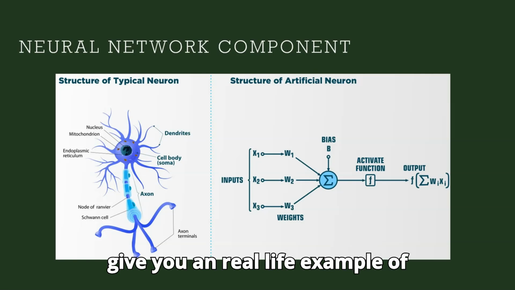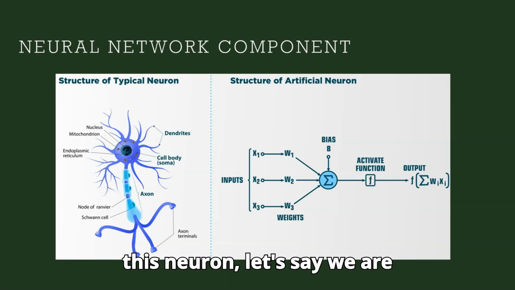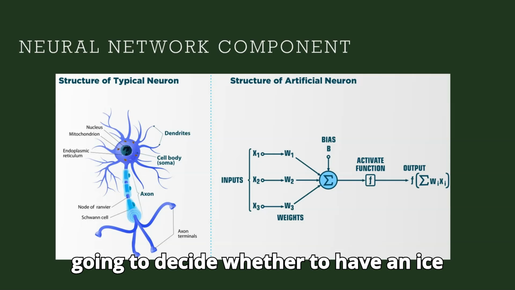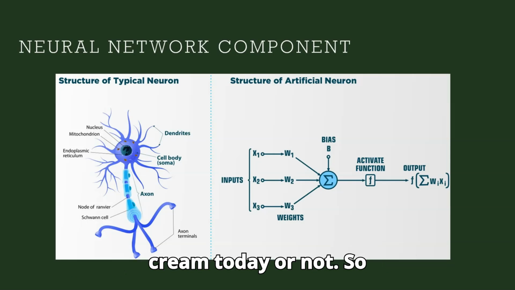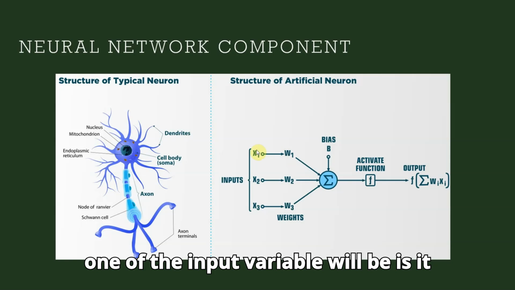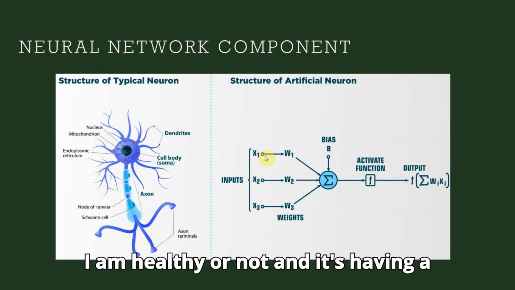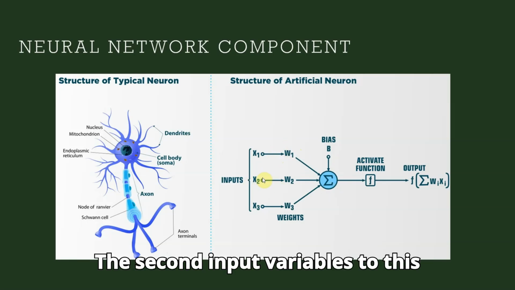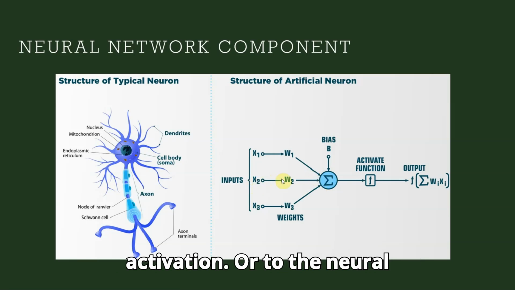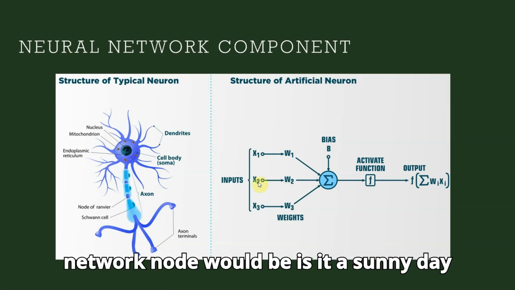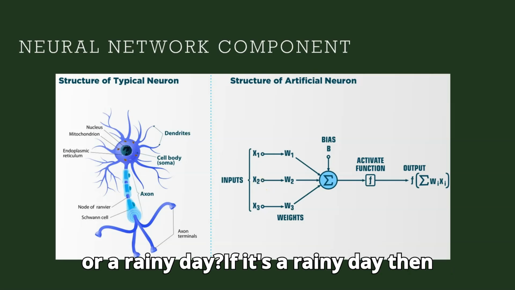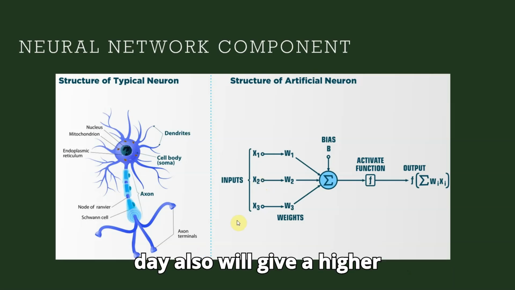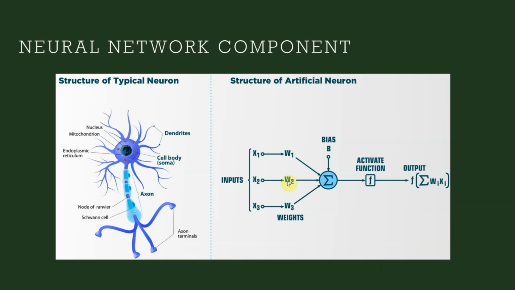If I want to give you a real life example of this neuron, let's say we are going to decide whether to have an ice cream today or not. One input variable is whether I am healthy or not, which has a very high weightage. The second input variable is whether it is a sunny day or a rainy day. If it's a rainy day, there is less chance. For a sunny day, we also give a higher chance.